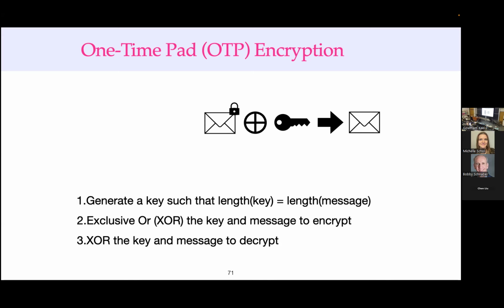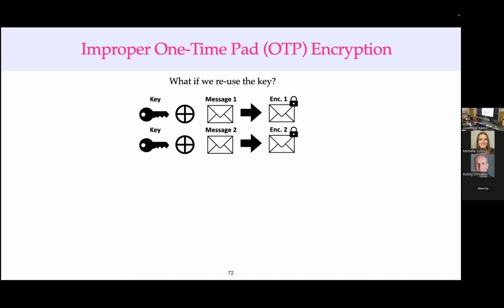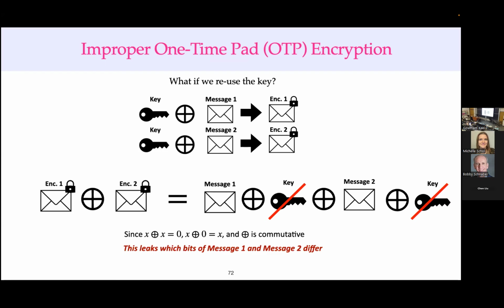This is called one-time pad encryption, and OTP encryption is perfectly secure, meaning that if the key is random, then the resultant encrypted version looks random to any attacker. But what happens if we reuse the key? There are two messages, message 1 and message 2. You have encrypted message 1 and encrypted message 2, so you have two encrypted messages visible to the attacker. The attacker can simply XOR them. Since XOR is self-canceling, you cancel out the key.